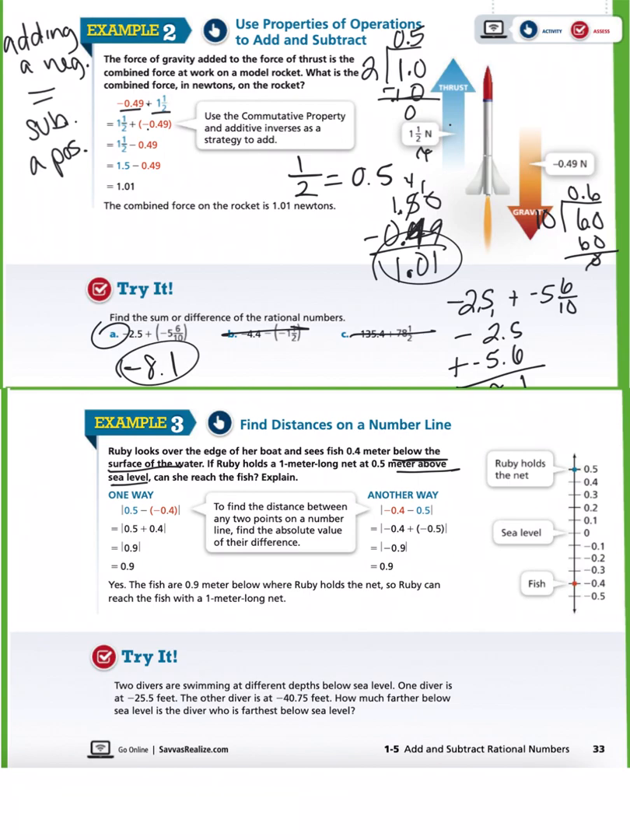So we're going to say, to find the distance between the 2 points on the number line, find the absolute value of the difference. So we're going to say 0.5 minus negative 0.4. Well, remember, you're going to add it and then change it to its opposite. So now we're saying 0.5 plus 0.4 gives us 0.9. And 0.9 as absolute value is 0.9. So yes, the fish are 0.9 meters below where Ruby holds the net. So Ruby can reach the fish with a meter long net. Because her net is a meter long and it's only 0.9 away, not a whole, she'll be able to reach them.